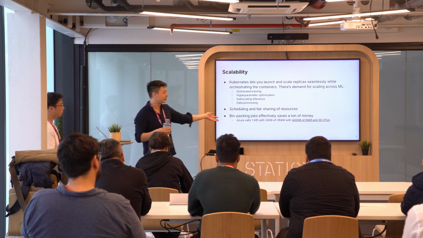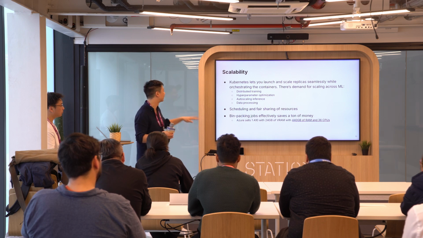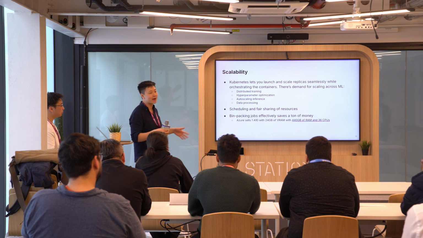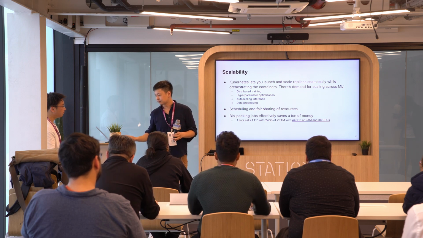Which, by the way, 440 gigabytes of RAM and 36 CPUs, that's perfect to run a Spark or a Dask job on, right? To do data processing for a different thing. So scheduling, fair sharing, and bin packing are also parts of scale so that you can both increase the number of replicas and do that efficiently.